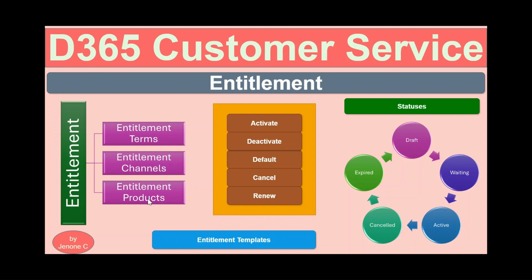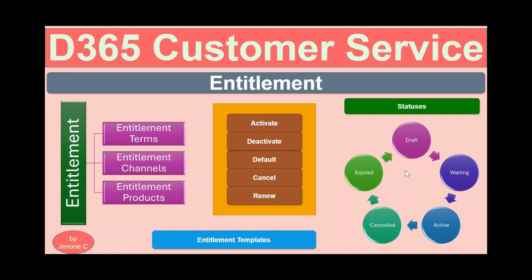against that entitlement. And then here we have different statuses for entitlement. While creating, the entitlement will be in draft status, and then once we save it and activate the entitlement, it will be set as either waiting or active state. When the start date of this entitlement is in the future, then the entitlement status will be changed to waiting. But if the start date of that entitlement is either today or in the past, then the status will be immediately turned to active.